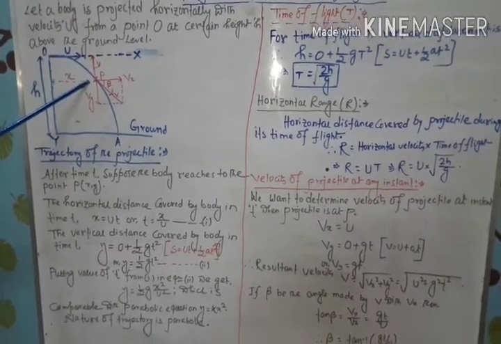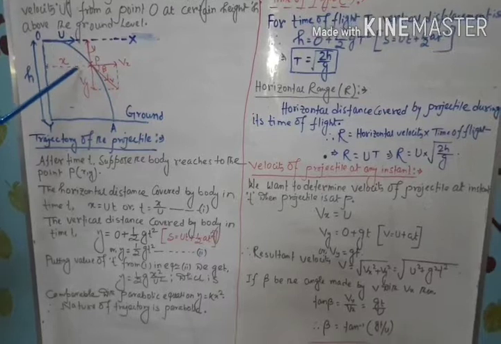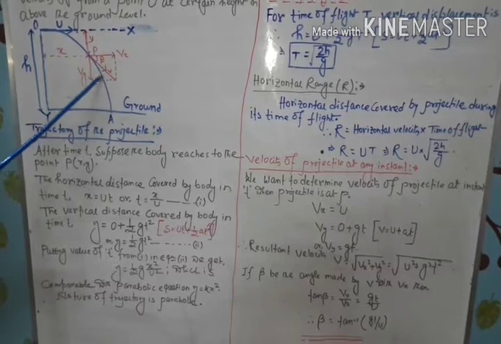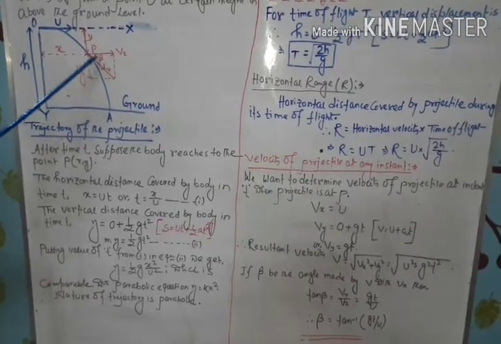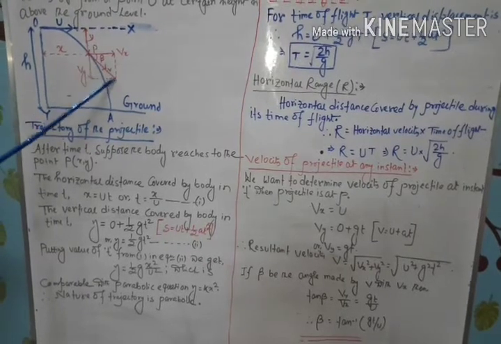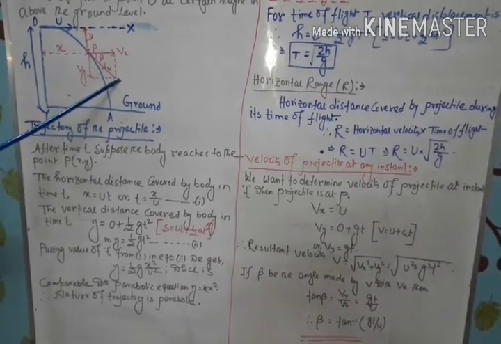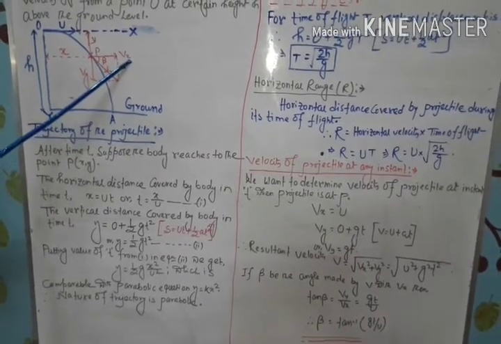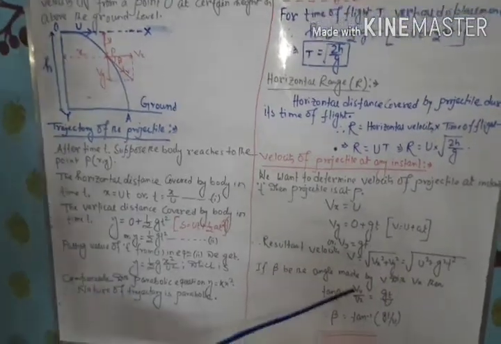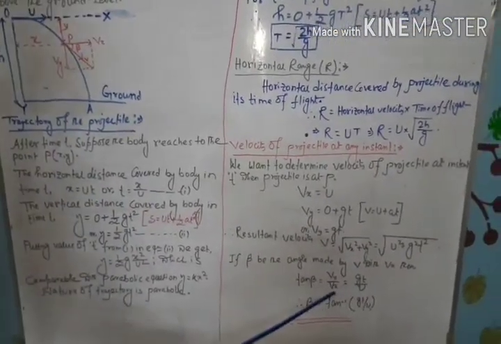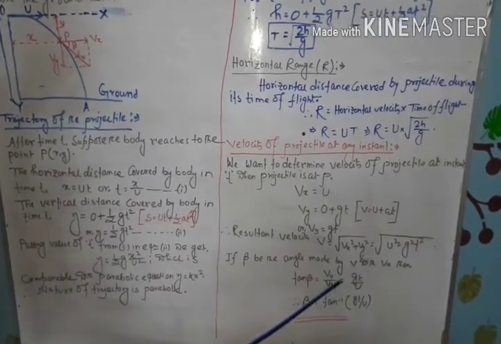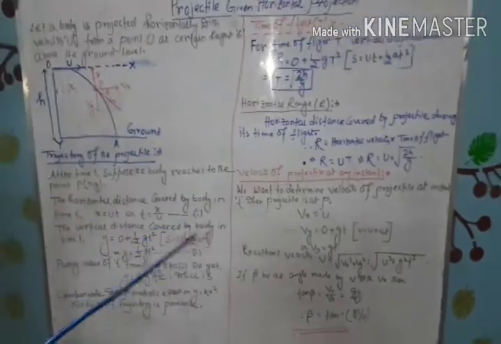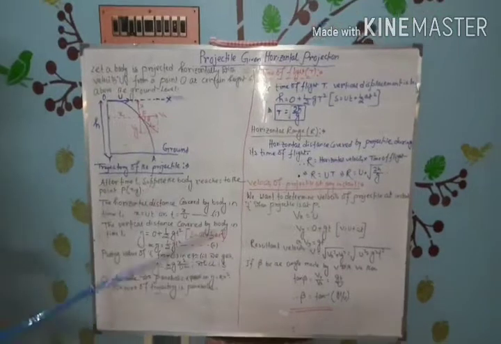As velocity is a vector, we have to determine the direction of the velocity also, for which we construct a parallelogram, and according to the vector laws, the diagonal of this parallelogram is the resultant velocity. We consider that this resultant velocity makes an angle beta with Vx. According to vector rules, tan beta equals Vy by Vx. Vy is g t and Vx is u. Therefore beta equals tan inverse of g t by u. So this is all about the calculation of horizontal projection.